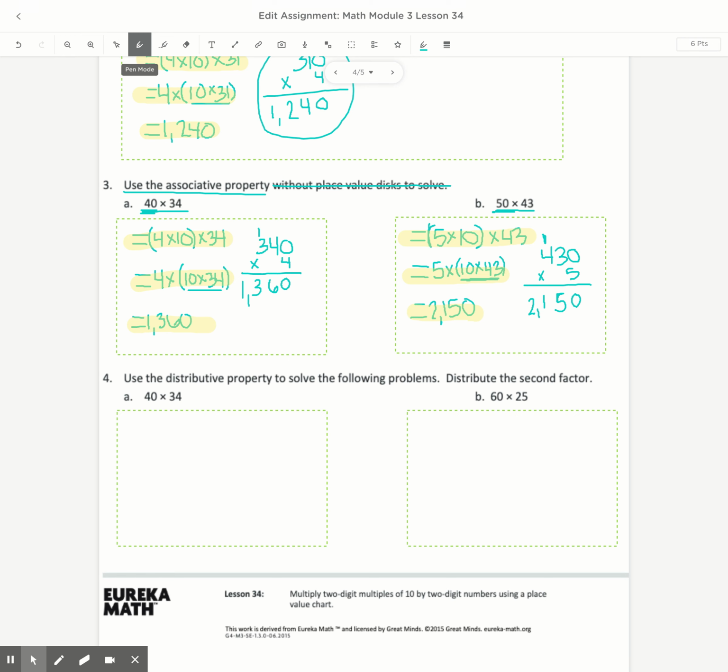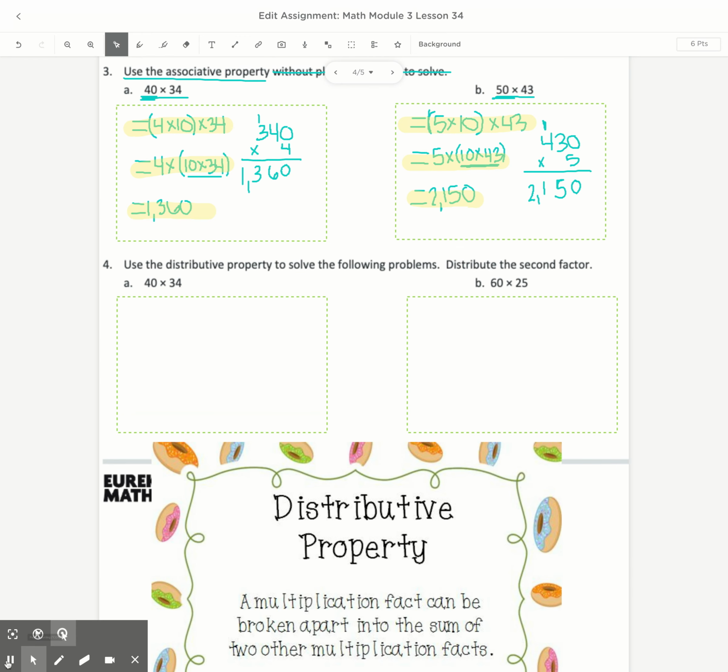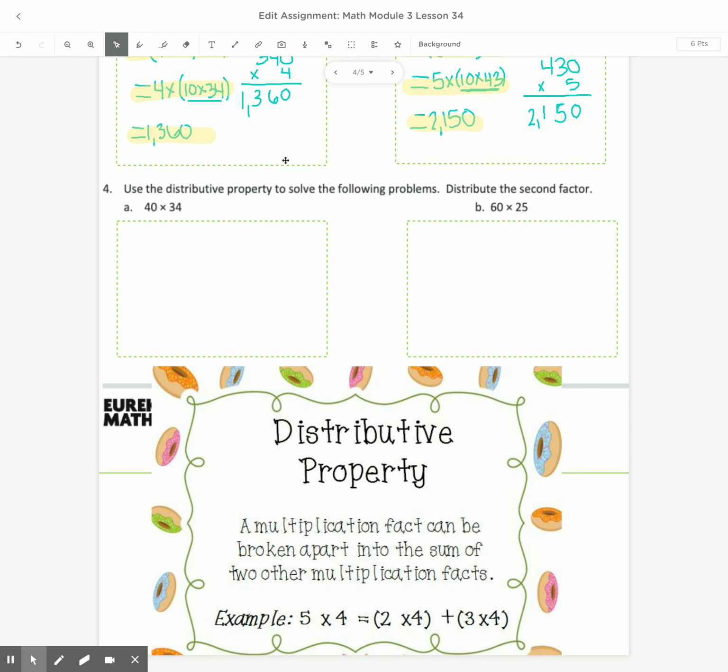Okay, so for our last problem on the problem set, this is going to be reminding you about the distributive property. And now if you scroll down here, you can see that I added another little anchor chart for you, reminding you what the distributive property is, because we talked about this before break. So the distributive property says a multiplication fact can be broken apart into the sum of two other multiplication facts.